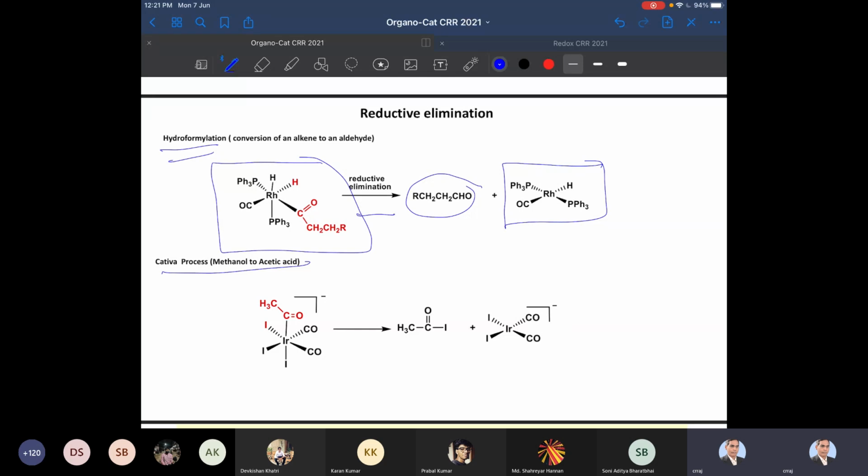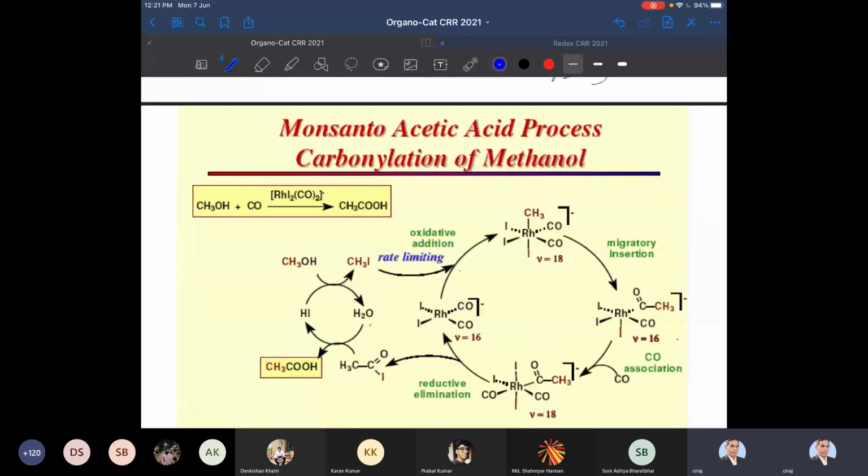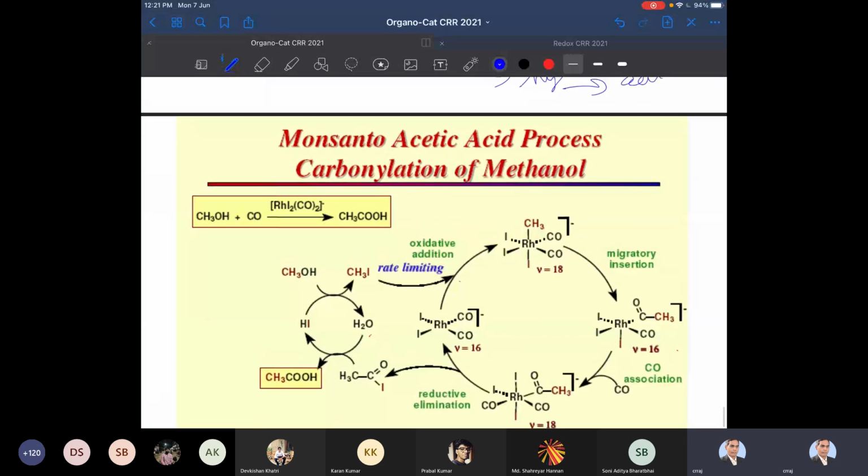This is another one, the Cativa process. I have mentioned this: it is methanol to acetic acid, but using a different catalyst. What is the catalyst? An iridium catalyst, right? That we call the Cativa process. So here also we get the product iodide, not the acetic acid. This should undergo hydrolysis, then we will get the acetic acid. But what I want to bring to your attention is the reductive elimination examples, how you get back your catalyst and the product. Okay, this I have already explained, so I am not going to explain it again.